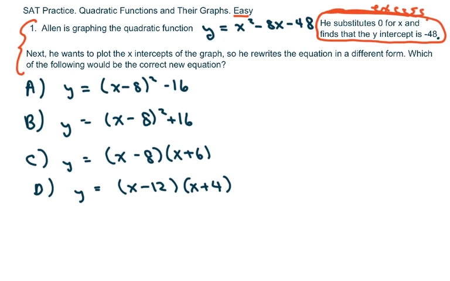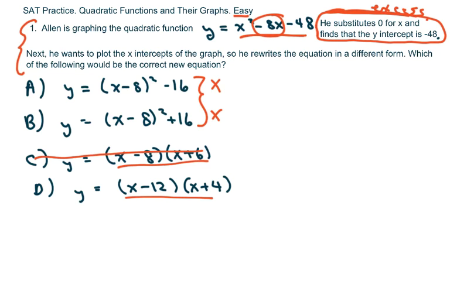So these two are in vertex form, so we don't want to choose those. That would give you the vertex and not necessarily the x-intercepts. So it's either this one or this one, and it's just a matter of factoring this correctly. If you're having problems factoring, just FOIL it out. You notice this isn't right, so we need a -8 in the middle, and 6 minus 8 here. These two won't work. So the correct equation would be D.